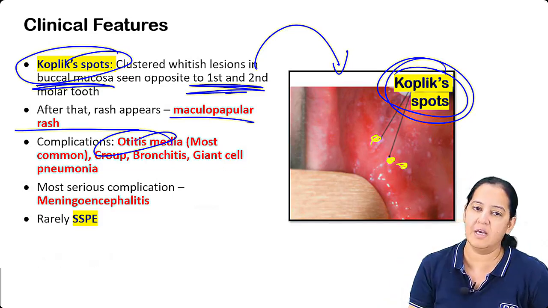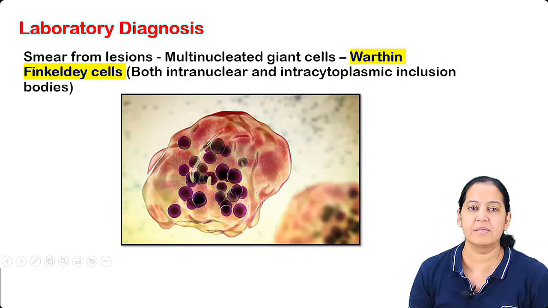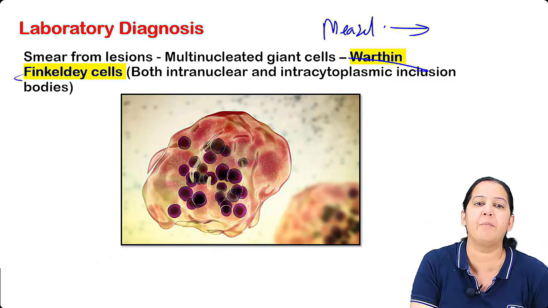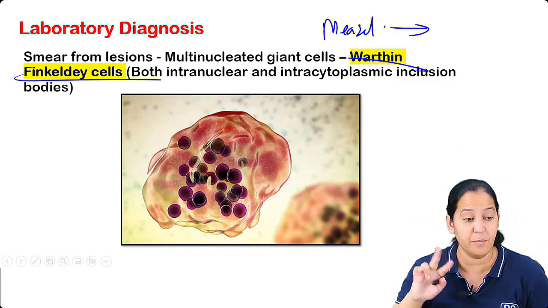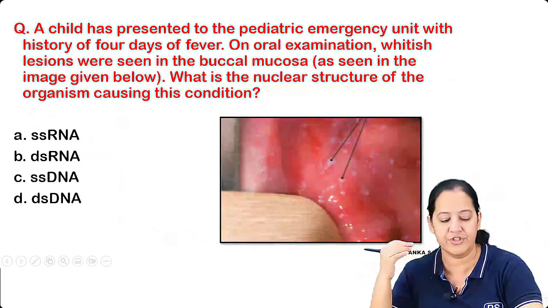So that is it. And here also, in MMR, one of the M's is measles. Diagnosis: you know, in measles, right? In measles, you may know, Warthin-Finkeldey bodies, I mean inclusion bodies in the nucleus as well as the cytoplasm. I already told you. Read the question, tell me the answer.